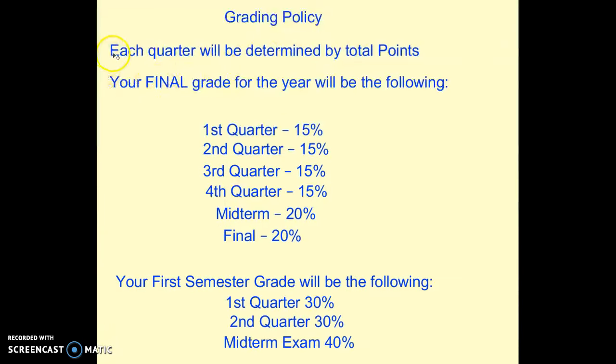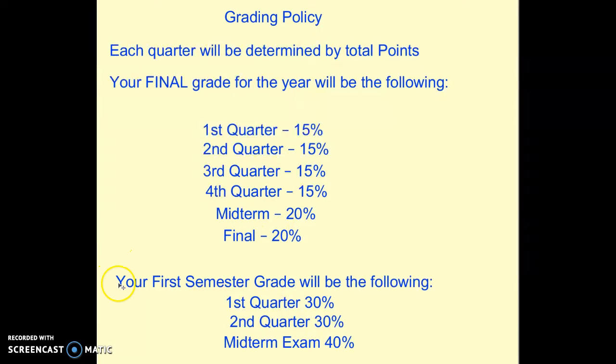So I just wanted to quickly go over the grading policy. Each quarter is determined by total points. Your final grade for the year is the following. Each of the quarters are worth 15% and the midterm and final are worth 20. Why are the midterm and final worth so much more? Well, the reason for that is so that we can verify the grades that you got each quarter through your midterm and your final exam. So these are the only two exams that you have face to face. So this is just verifying basically that the work that you turned in was your true work.